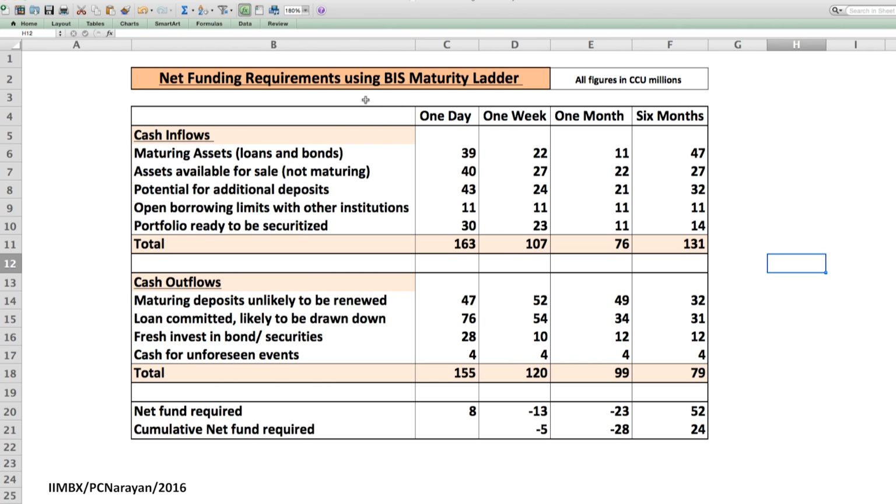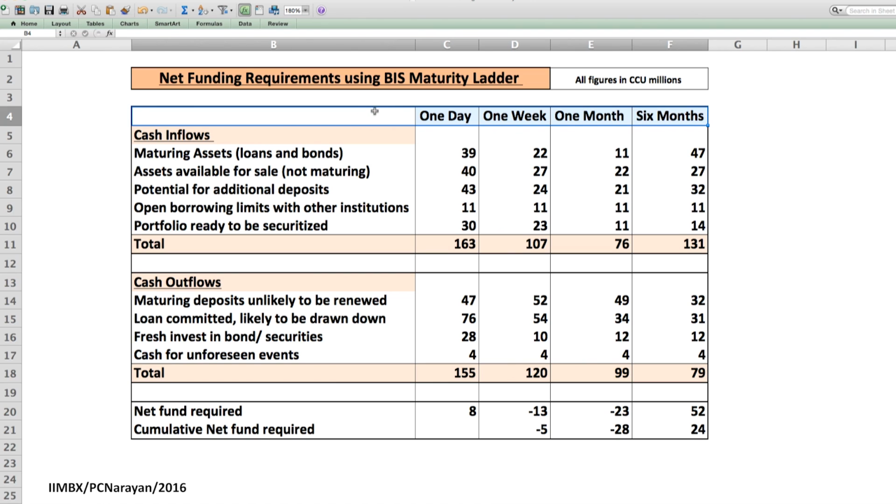A bank forecasts these cash inflows and cash outflows for each of these buckets and determines the liquidity needs for each planning horizon, with specific focus on the short term. Let's look at a spreadsheet example to understand this better. What we have here is 4 planning horizons: 1 day, 1 week, 1 month, 6 months.